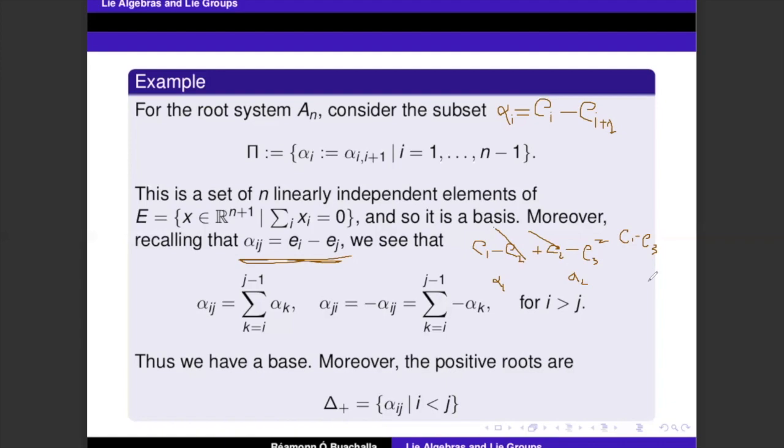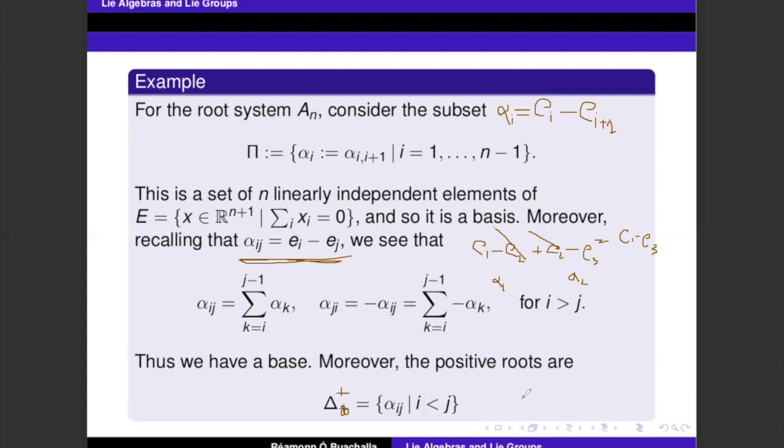And in fact, you see that depending on whether i is greater than j or i is less than j, it goes into the positive or the negative roots. Sorry, usually I was writing this as a superscript, so let's put it up there. It's just a typo. And that's it. We see from this that our positive roots, the ones that can be expressed with positive linear coefficients, are those with i less than j.